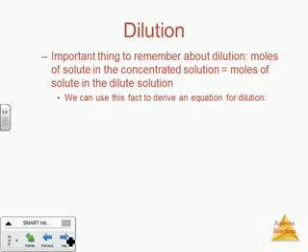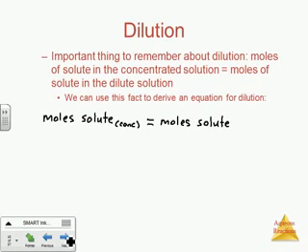So we can use this fact to derive an equation for dilution. So again, we know that moles of solute, let's call this concentrated, are equal to the moles of the solute in the dilute solution. Okay. Hopefully that makes sense. So here's the thing that we need to remember here, okay? Again, molarity equals moles over liters, right? Or moles over, let's just say volume for now, because we're gonna make an equation here. Moles over volume, okay?